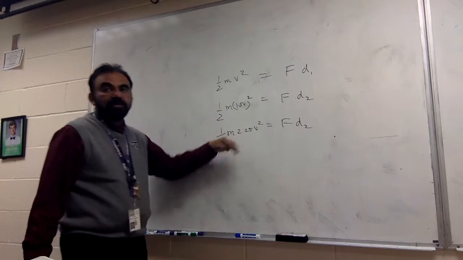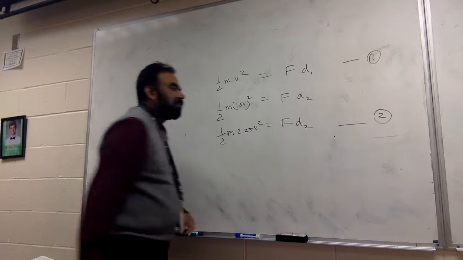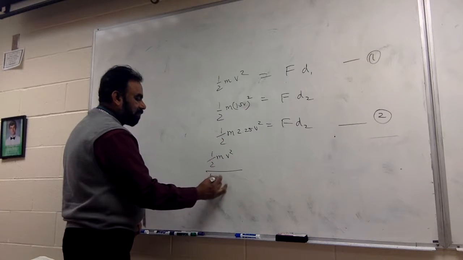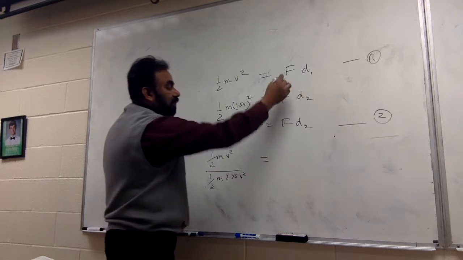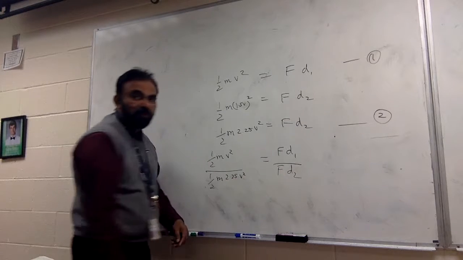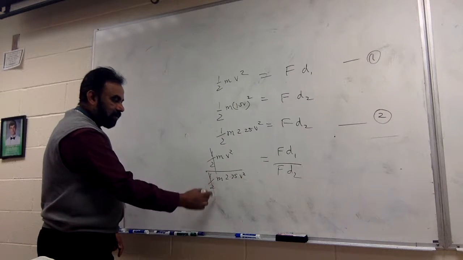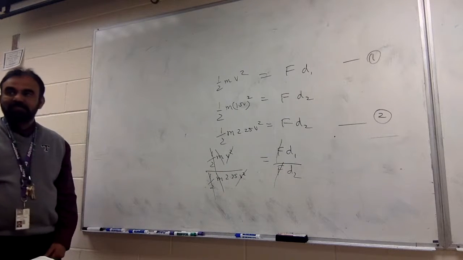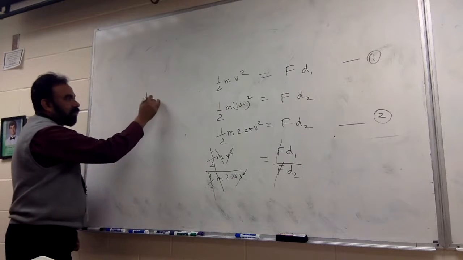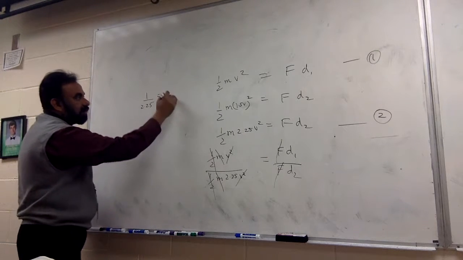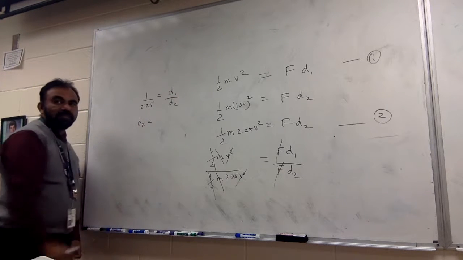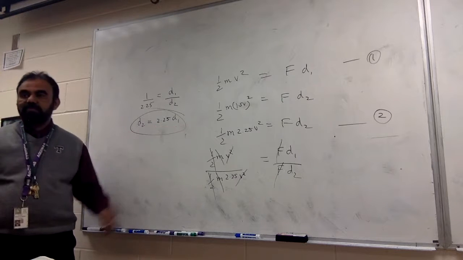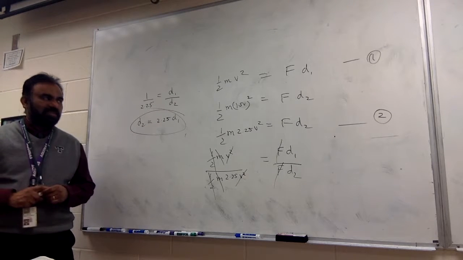Now divide the first equation with the second equation. When you divide this with this, what do you end up getting? Half mv squared over half m 2.25 v squared, and you'll get f d1 over f d2. What do you do now? Cut, cut, cut, cut, cut, cut. What is left? On the top is 1 over 2.25 is equal to d1 over d2. So what is d2? Cross multiply. It will be 2.25 d1. So your new braking distance is 2.25 times the old braking distance. You see, you don't have to use numbers. You just use variables and get there.